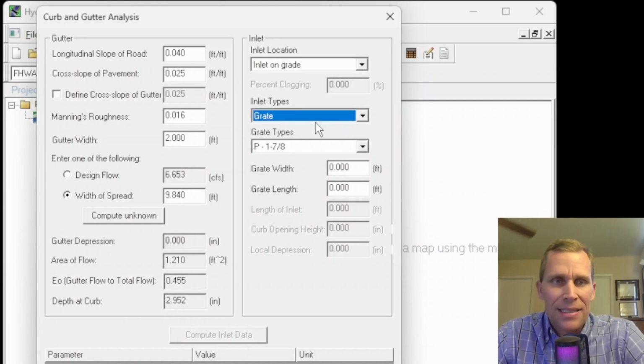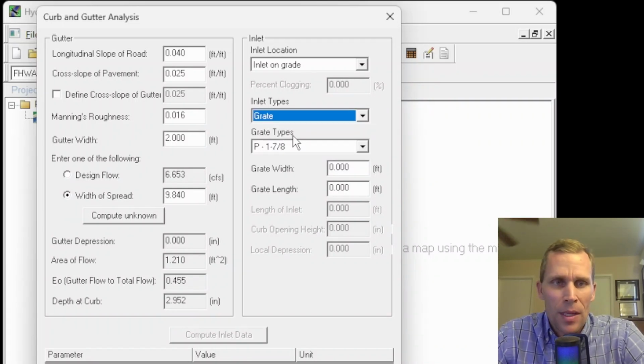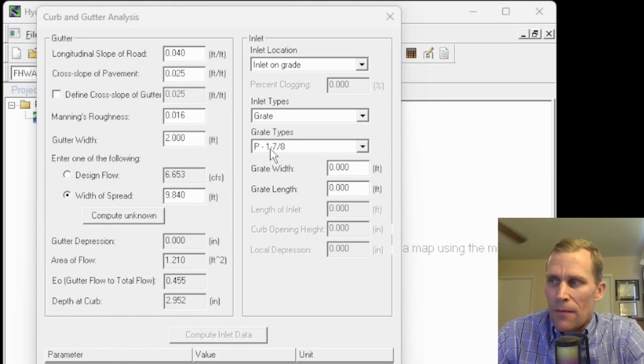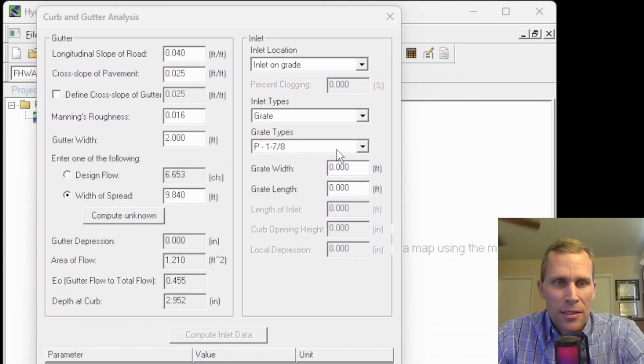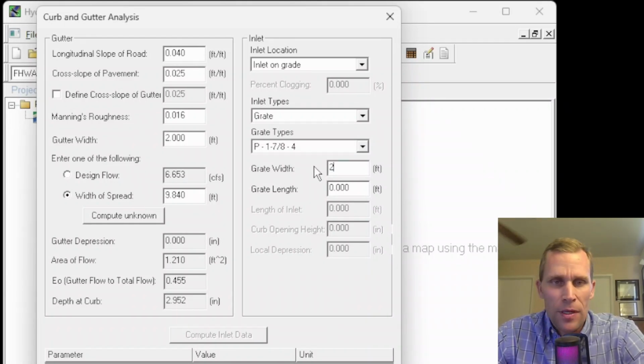As for the inlet type, it's going to be a grate, which is the first of the 5 options here. So let's just go with that. All right, so now we're ready to start going through our 3 different options. This is what we're going to be changing for testing the efficiency. The first one was P178-4. So that is this grate right here. And then the dimensions were a width of 2 feet and a length of 2 feet. So this one is a square grate.